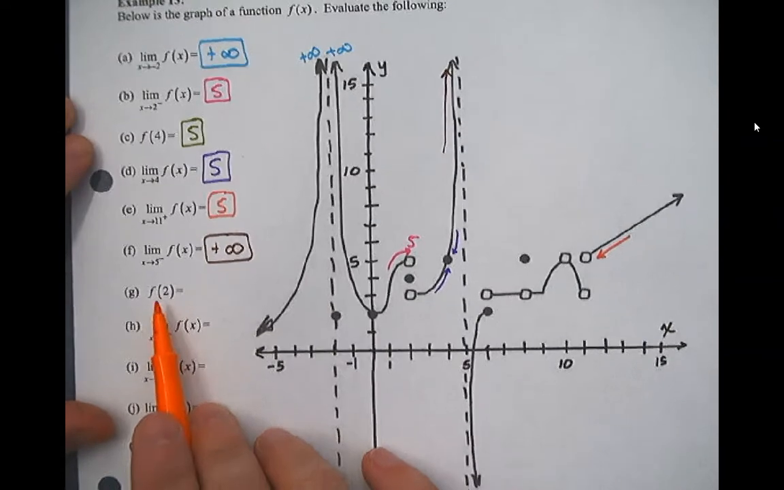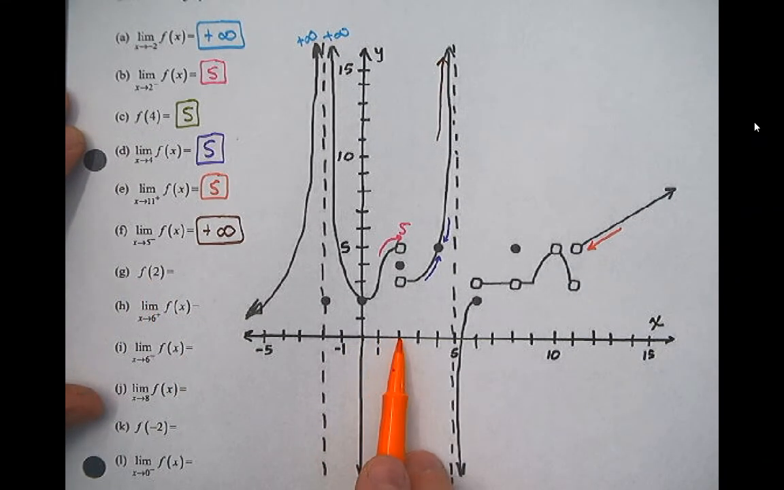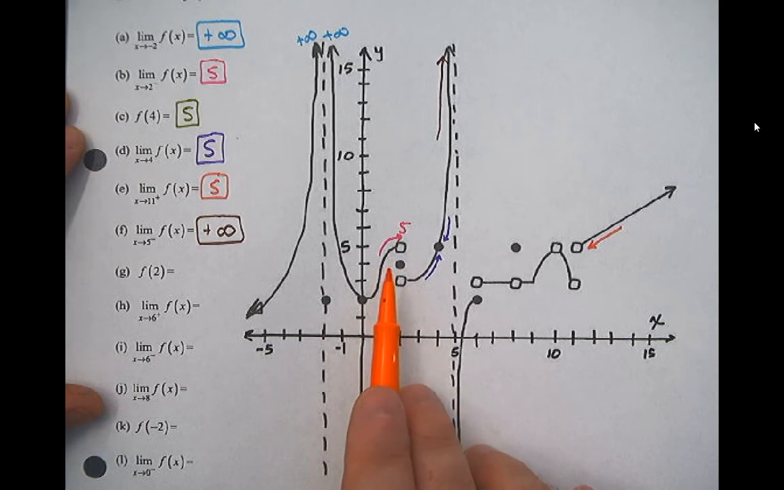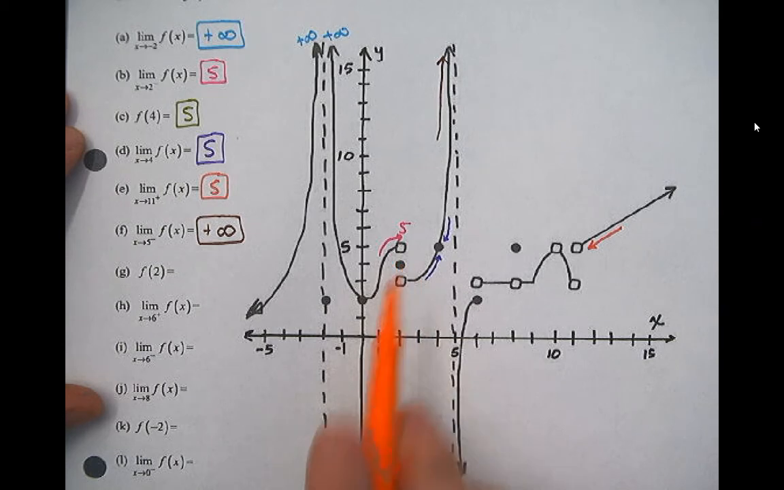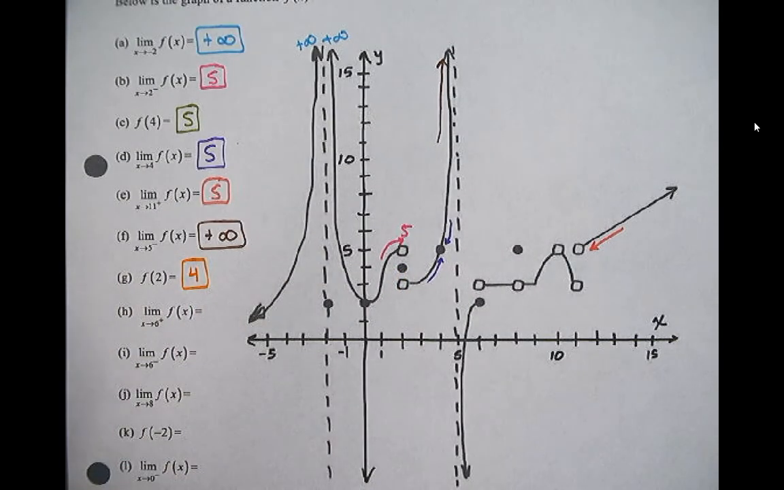Okay, f of 2. This is asking me what is the function value at 2. So I go over to 2, and lots of stuff is happening at 2. But only one of them is the actual point. Only one of them is the actual function value. This is the one-sided limit, and that's the function value. So my function value is 4. Pause again. Try the next one.